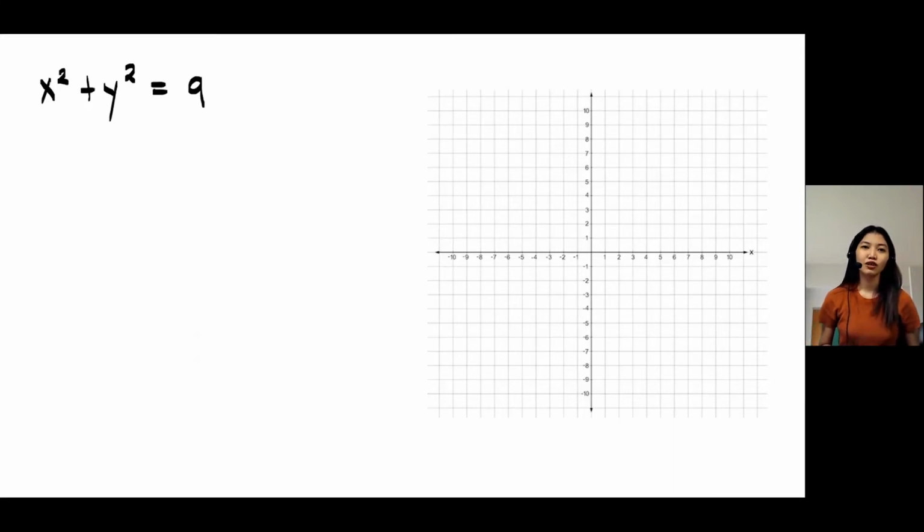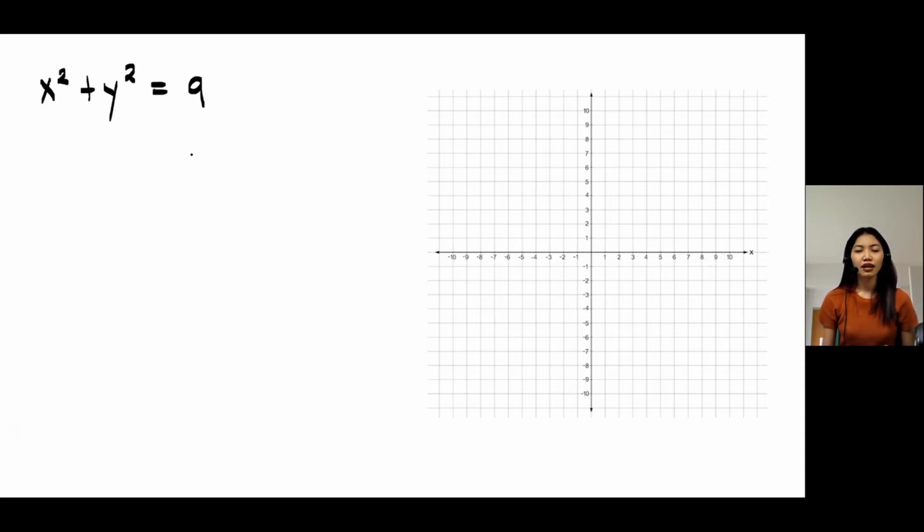Okay, good day. In this video, we're going to graph and identify the center and the radius of the equation of the circle. Okay, so let's say for example, if we have here x squared plus y squared is equal to 9, so what will be the center and the radius of this given equation?